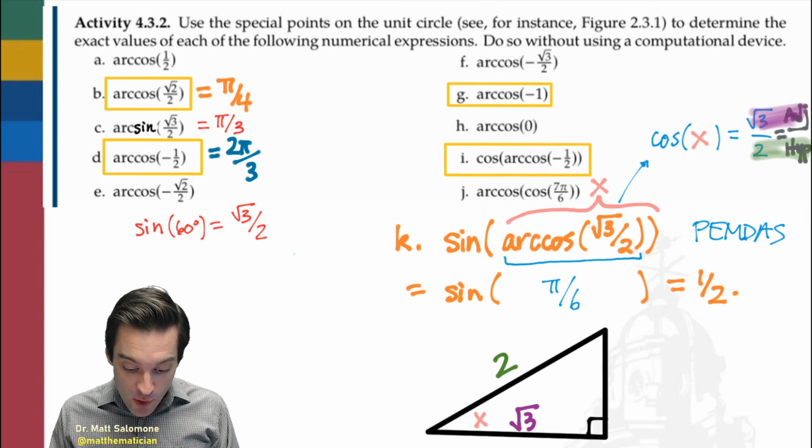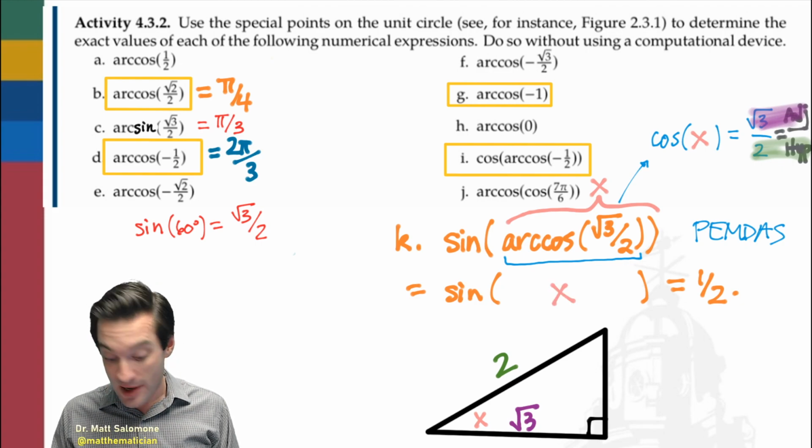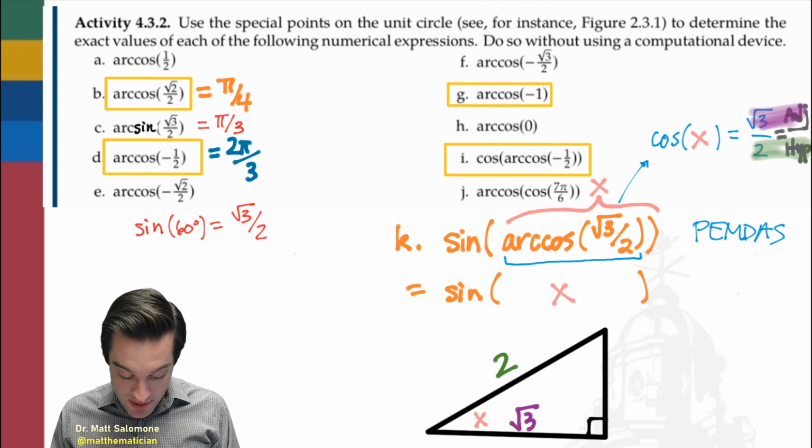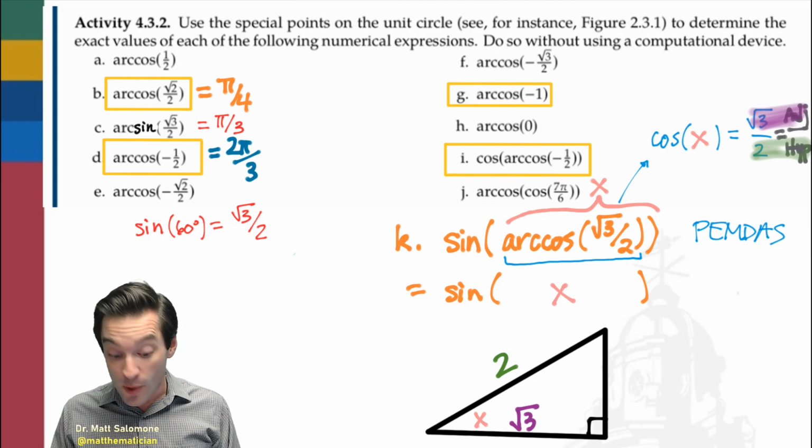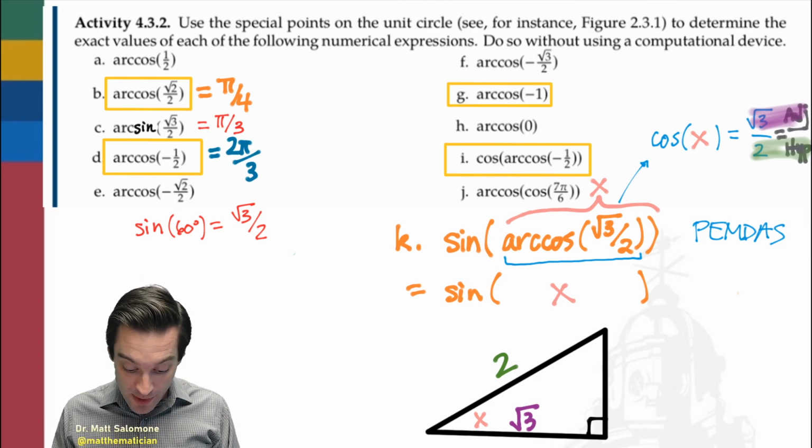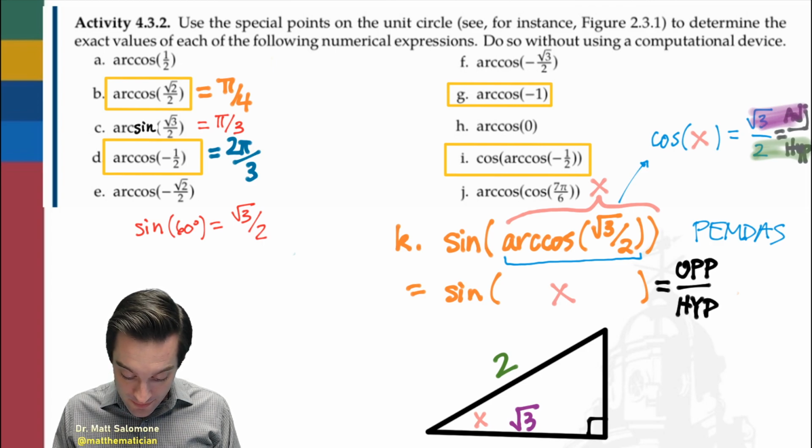So what is my question asking me to do? It's asking me to find the sine of that angle, whatever that angle happens to be. I don't even need to know that it's pi over 6 radians or whatever. I just need to know, what is the sine of x? Well, when x is in a right triangle, it's the opposite over the hypotenuse. And we happen to know that the hypotenuse is 2, so we'll just put that 2 in there.